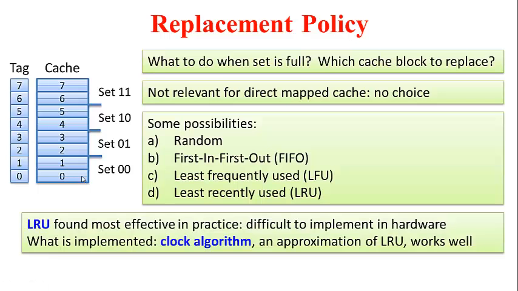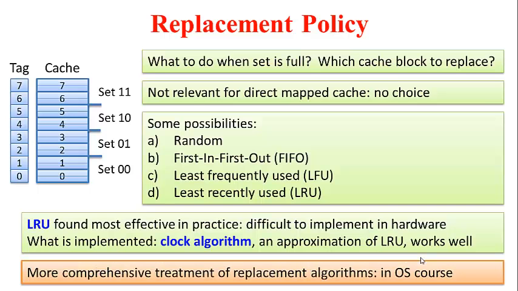In practice, it has been found that LRU is quite effective. However, implementing the LRU policy exactly is going to be difficult in hardware, because it will require you to maintain timestamps, and that is too much overhead, especially in hardware. So what is actually implemented goes by the name of the clock algorithm, which is an approximation of LRU, and it is found in practice that the clock algorithm works quite well. What exactly do we mean by working quite well? That is, it leads to a lower miss ratio in the long run.